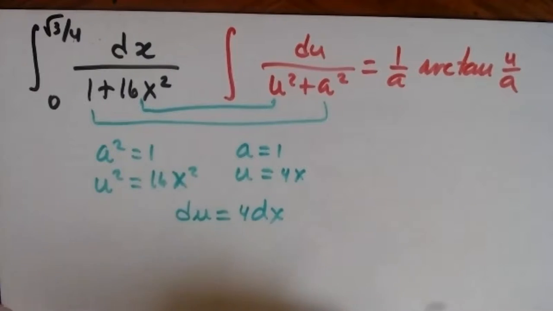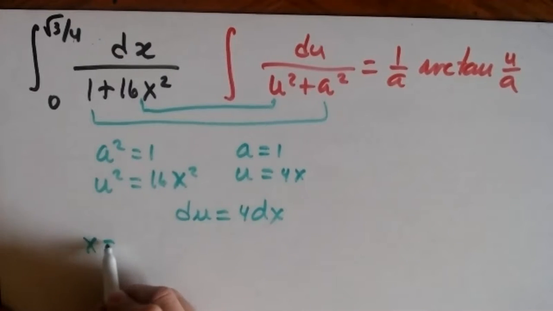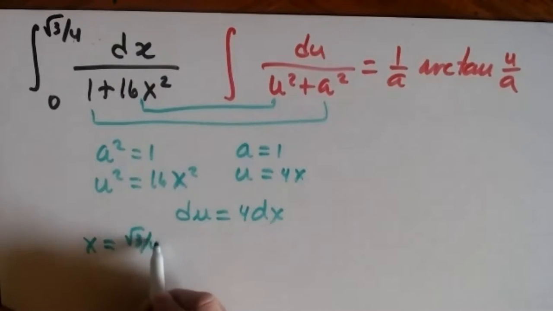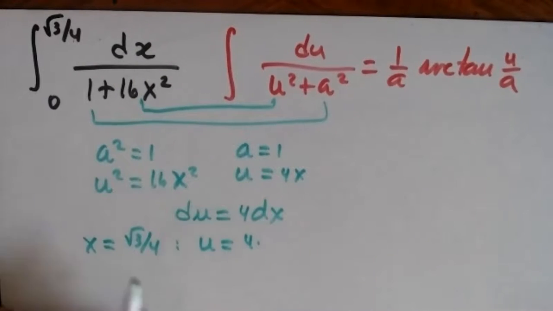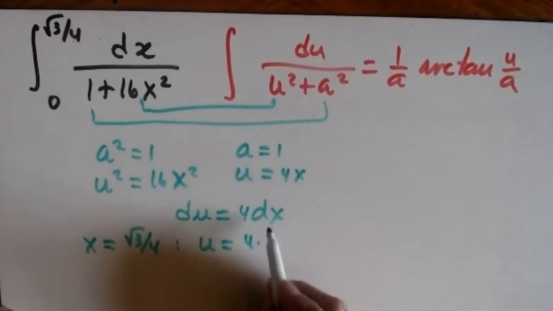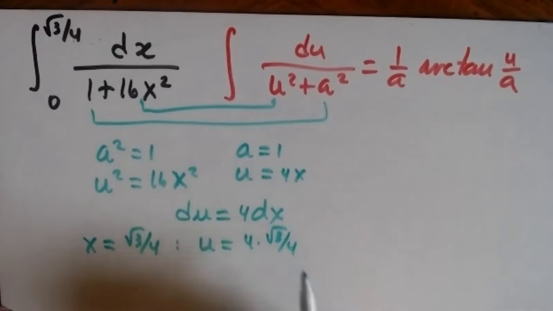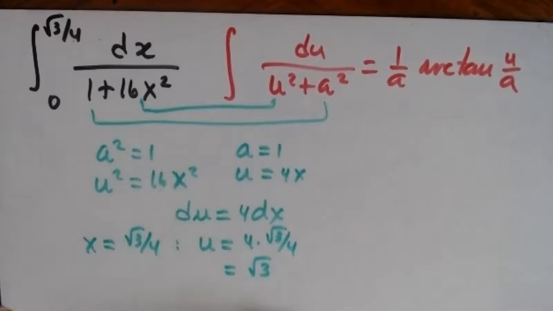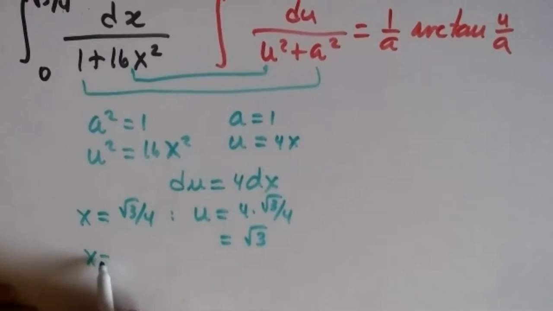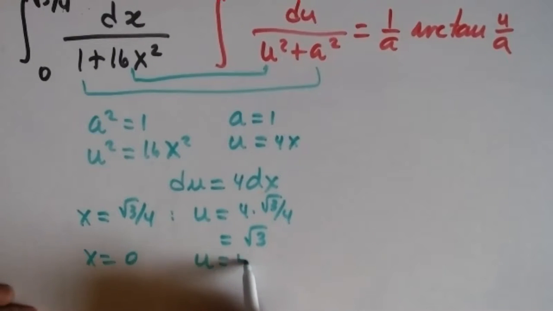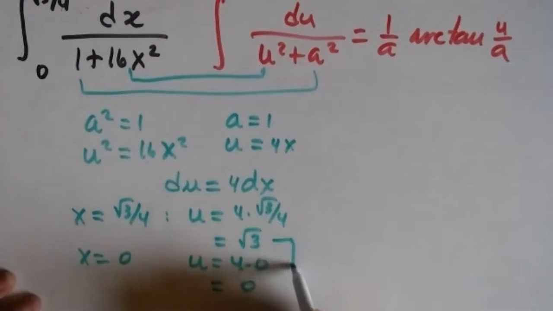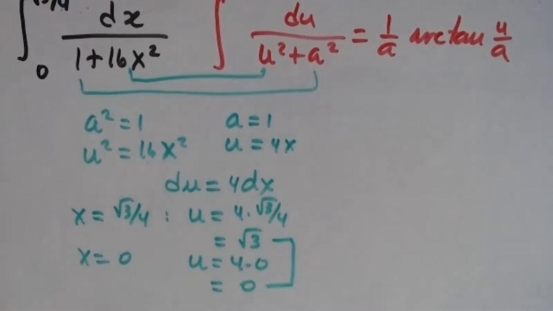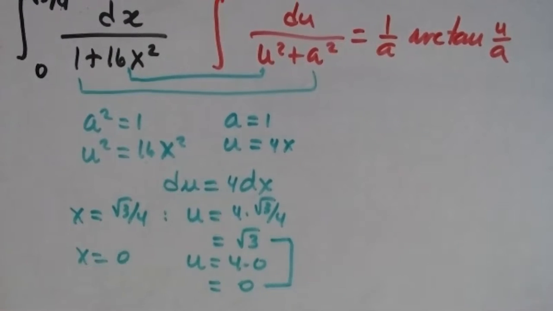Now, here comes the change. When x is square root of 3 over 4, the u is 4 times x. You see, 4 times square root of 3 over 4, so the u is the square root of 3. The 4s cancel. Then when x equals 0, u equals 4 times 0, so that's 0. So these are the new limits of integration, you see? 0 to square root of 3.